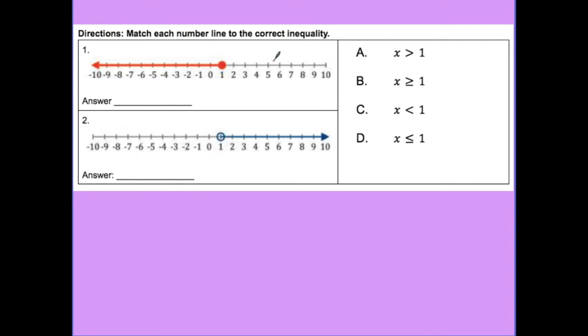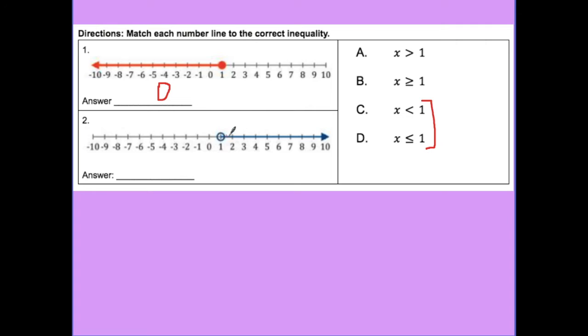Here we're looking at what is the inequality for this number line. So we start at 1, so it's got to be one of these. And it's going less than, so less than means it can only be one of these choices. Remember that the filled in circle is going to be the "or equal to," because that means it could be exactly that number. So that's choice D.